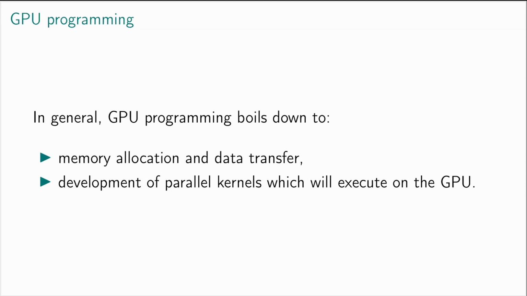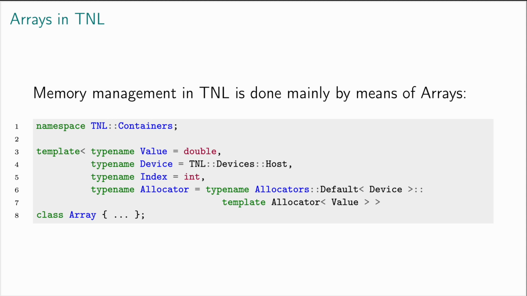In general, GPU programming boils down to two main tasks. First, we deal with memory allocation and transferring data between the CPU and the GPU and vice versa. Second, we focus on crafting functions that will execute in parallel on the GPU. We often refer to these functions as kernels. In TNL, memory management is primarily handled using arrays.